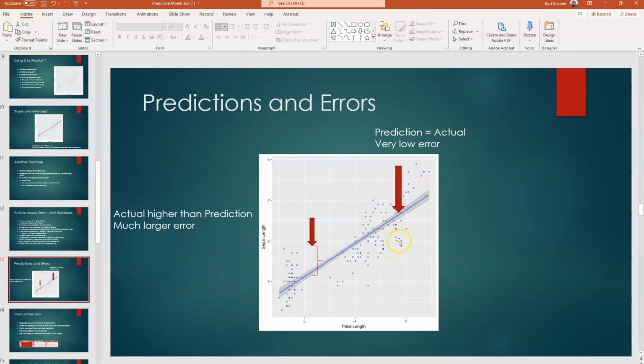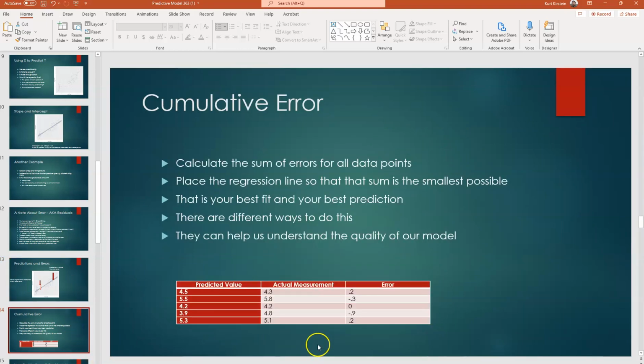So each time we look at a measurement, we can see what its error is. And then in aggregate, we can add all of these up, take the absolute values, add them all up, and determine how much error there is in this regression model. And this is kind of a way to do that. We would calculate the sum of errors for all the data points. So we take each individual measurement. This is the predicted value. This is what we actually had. This is, of course, coming from the training data set where we have both once we've run the model.